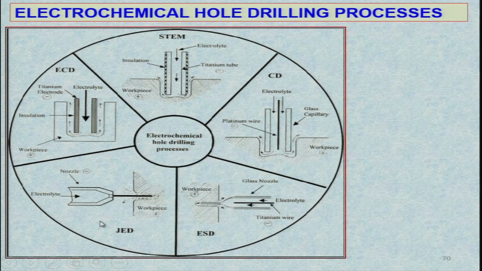Then jet electro drilling is there. Now, this electrolyte jet itself is acting as the cathode, and this is the anode, and it is able to remove the material, and you can drill the hole or the cavity. And this is normal electrochemical drilling, where you can have the coated tool, and through the central hole in the tool you can supply the electrolyte, and you can see that the hole is being drilled.